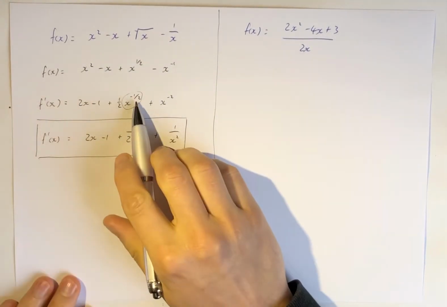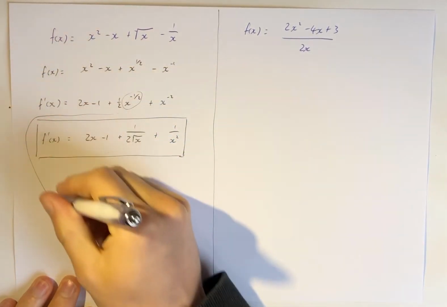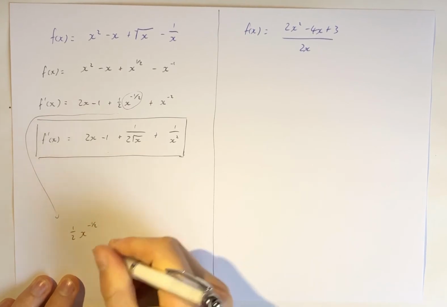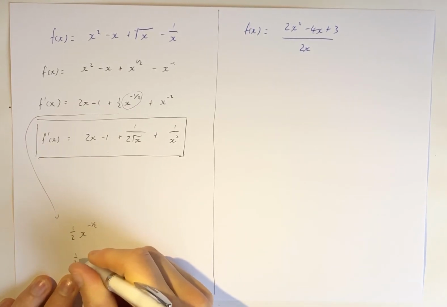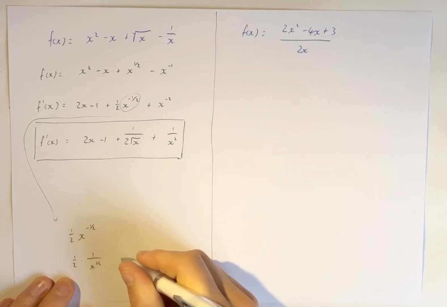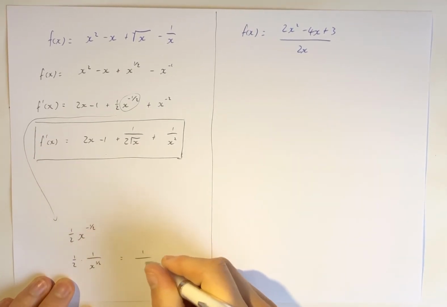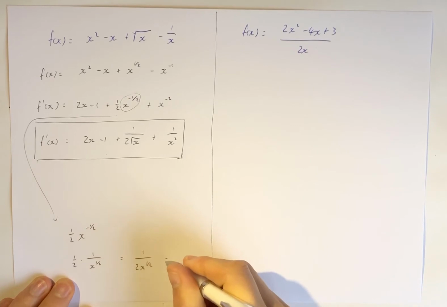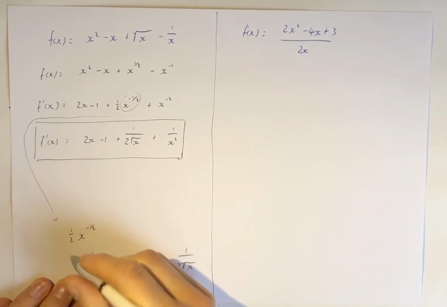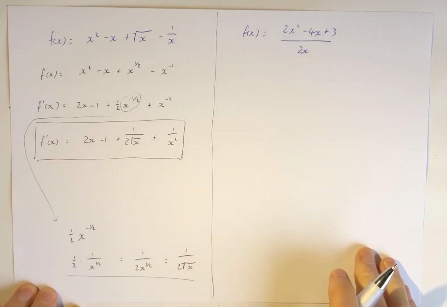So I might just make a wee note of that. A half x to the minus a half, well that's a half times 1 over x to a positive half. So that's 1 over 2x to the half, which is 1 over 2 root x. So that was just my working I did in my head there.